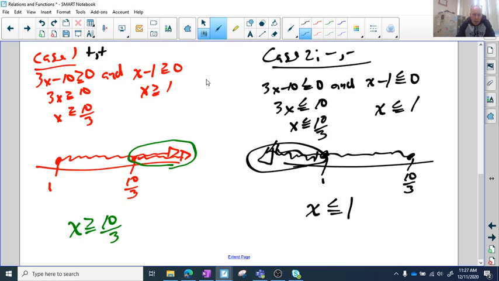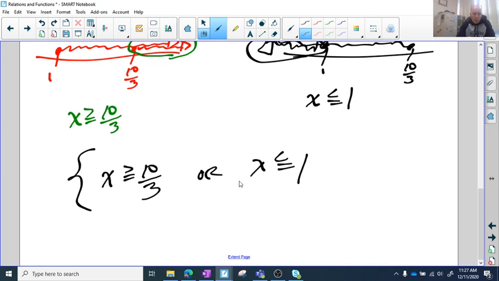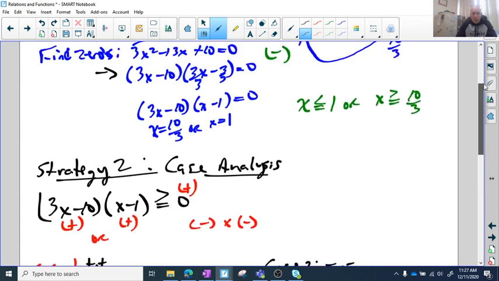So this could have happened, or this could have happened. So when you write out your answer, you say, well, x could have been bigger than or equal to 10/3, or x could have been less than or equal to 1. And that would be what we call our solution set for this set of numbers.